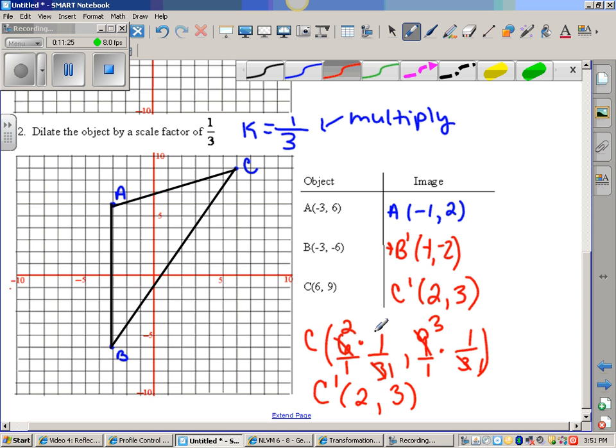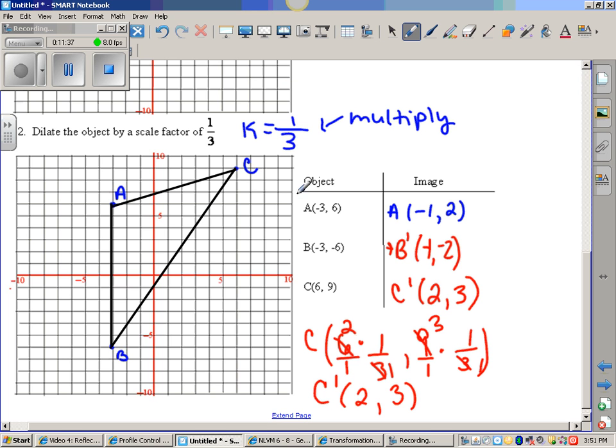I know fractions are a little bit more challenging than multiplying by a whole number, but we can all easily multiply with the fractions as long as we show our work and go slow. It's a little bit easier to make a mistake with fractions, so please be careful. So now here's our image coordinates, or our primes.